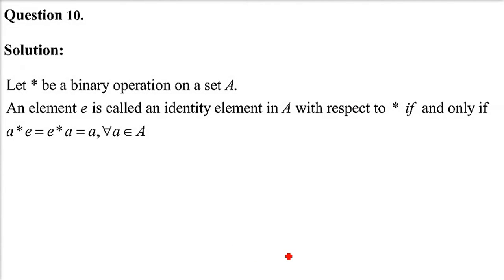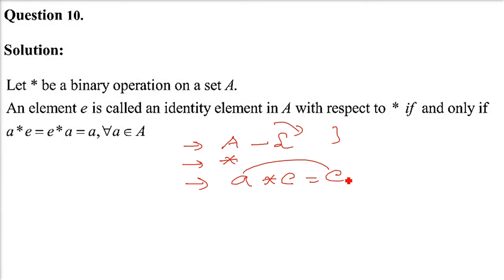Question number 10. Define identity element for a binary operation defined on a set. So what is an identity element? If you take a set A, a non-empty set, and a binary operation is defined on A, binary means 2 values will operate. If you take any value from this set and operate it with that element, which we are calling the identity element, that same value should come.